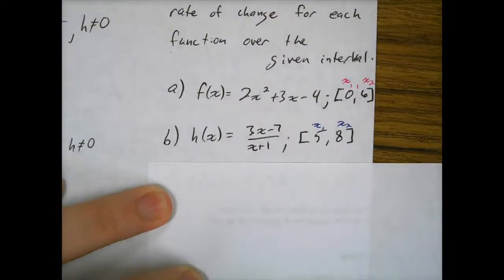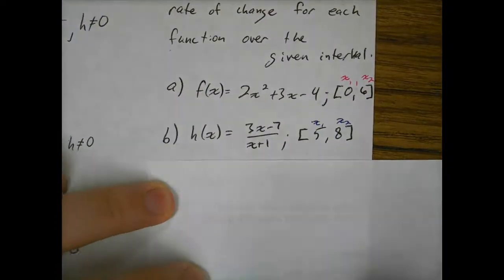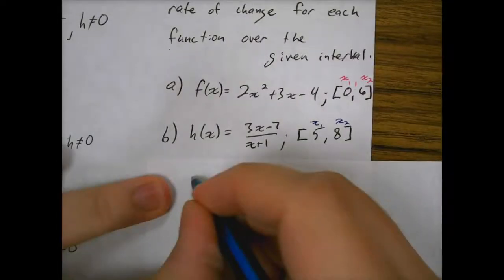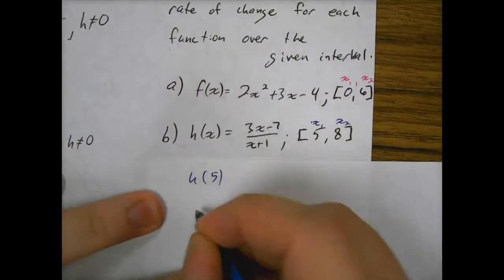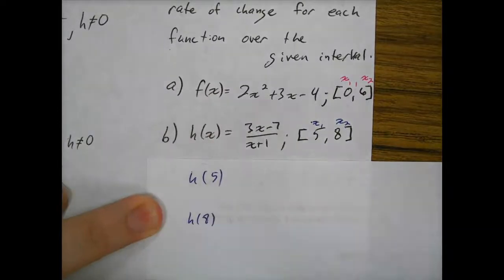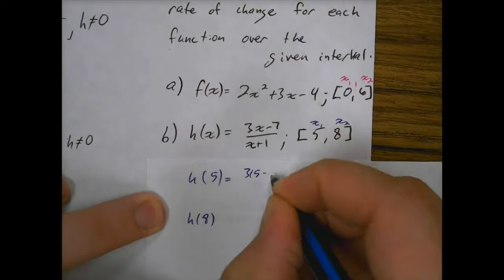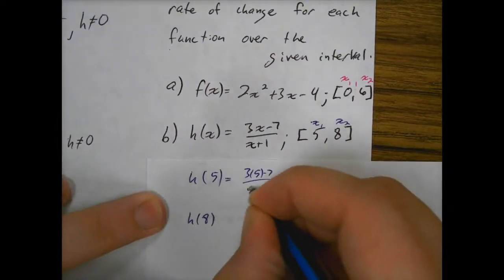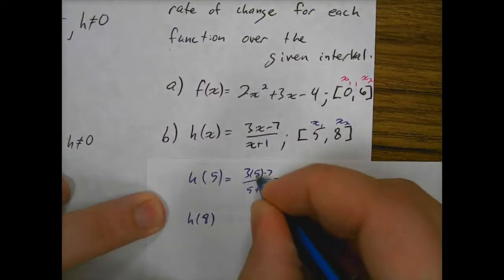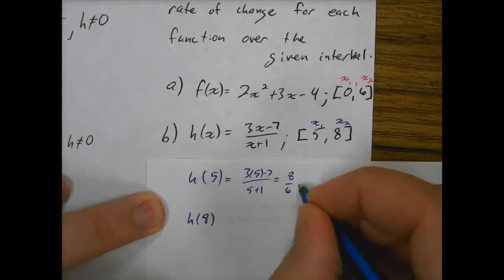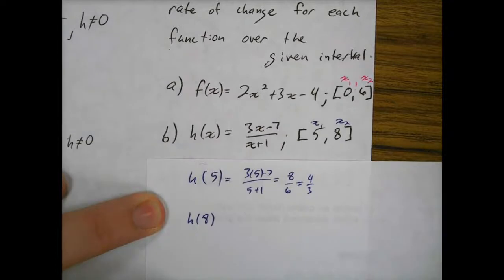All right. Again, average rate of change, 7 x values. So again, we can find h of 5. We can find h of 8. They may not be pretty numbers, but it's no big deal. So we have 3 times 5 minus 7 divided by 5 plus 1. Well, that is 15 minus 7, which is 8. So I have 8 over 6, which is 4 over 3.